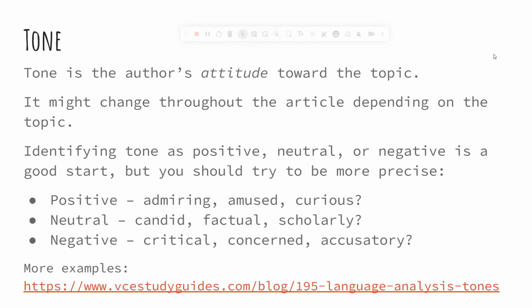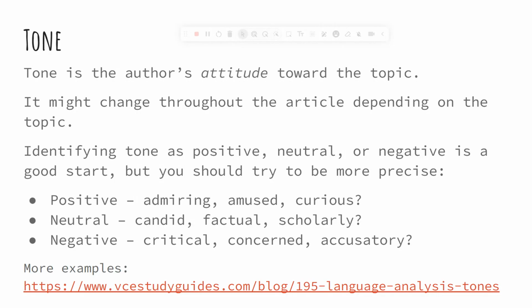But then I would like you to try to be a little bit more precise in your description. So if you find something that has a positive tone, is it admiring? Is it curious? Is it amused? If you find something with a neutral tone, are they being factual? Are they being scholarly? If you find something with a negative tone, is it critical, concerned, accusatory, fearful? So you want to try to break that down a little bit more.